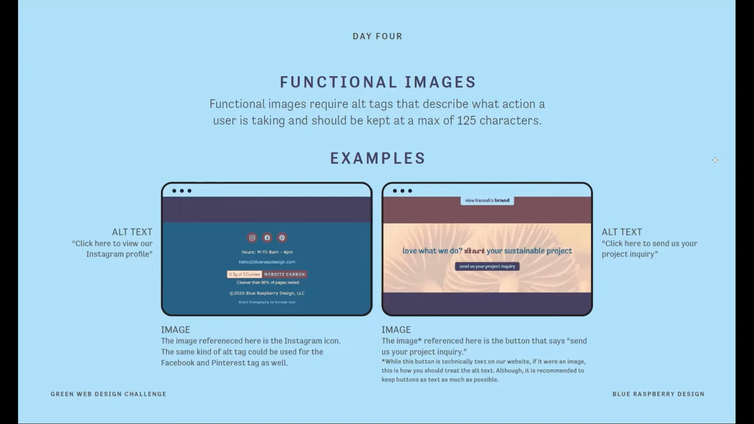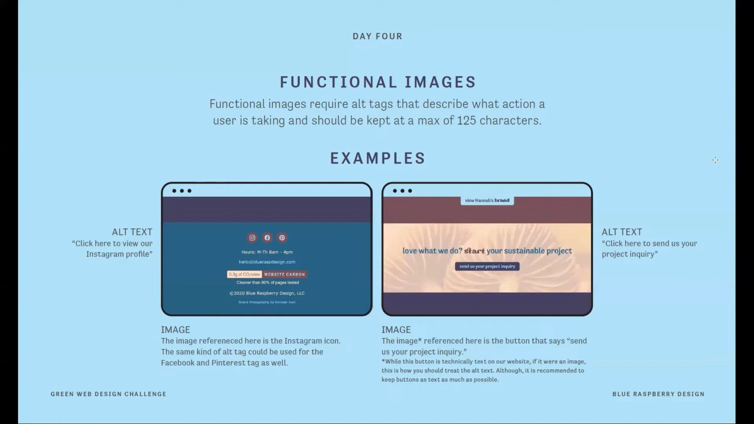Then on the other half of the screen, the image that we're talking about is that send us your project inquiry. Just a disclaimer, this on my website is not actually an image, it's coded, but if you end up with a button that you make as an image because you want it a specific way, this is exactly how you do that. I do recommend completely making all of your buttons text so that the screen reader just reads the text. But if you end up in this situation, I just want to throw it in here as an example because these are so important to get correctly.